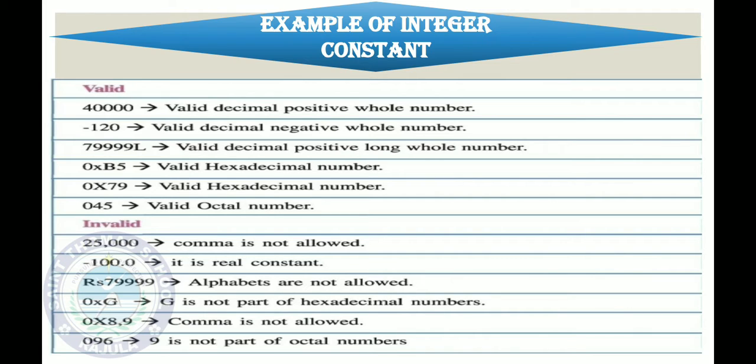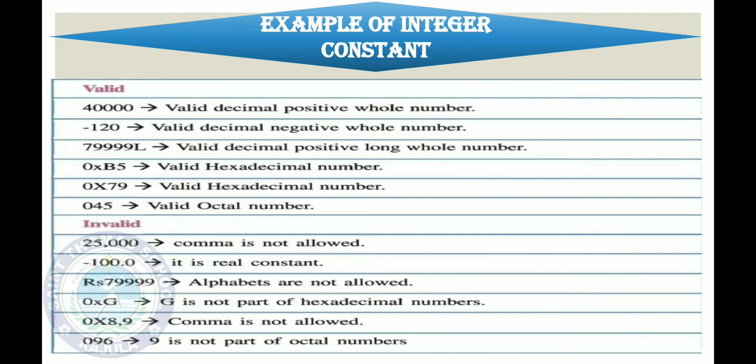Then after that, 0xB5. So this is an example of a hexadecimal number. As we told, as a prefix what is written? 0x, and B5 is the value. So B, A to F alphabets are supported there. B is within A to F. So that is why it's a valid hexadecimal number. Then 0x79 is also a valid hexadecimal number. And 045, as a prefix you can see the 0 is written before the number, so that is why it is a valid octal number.